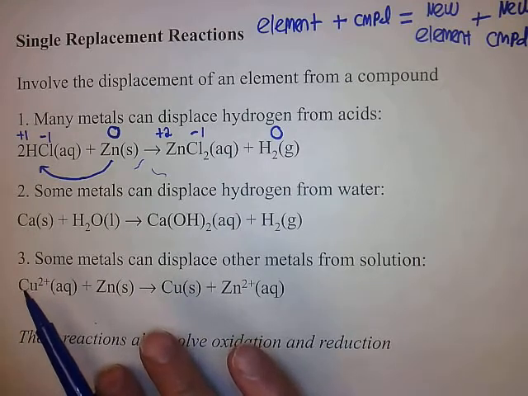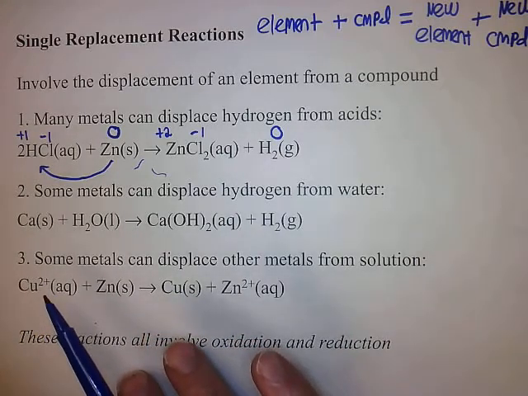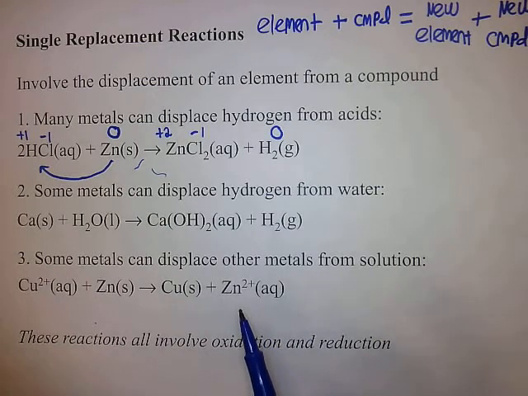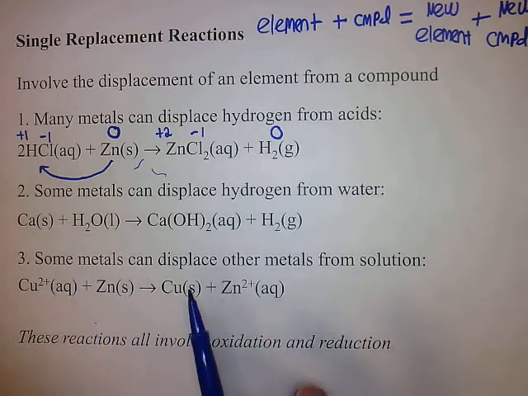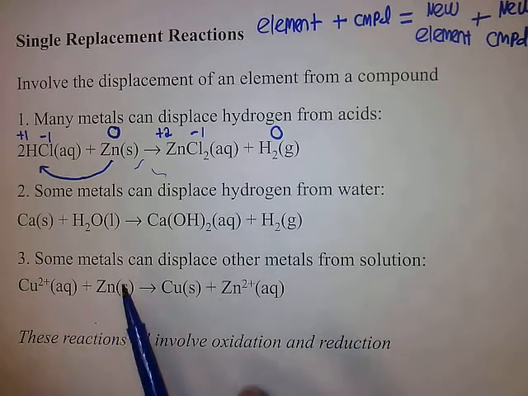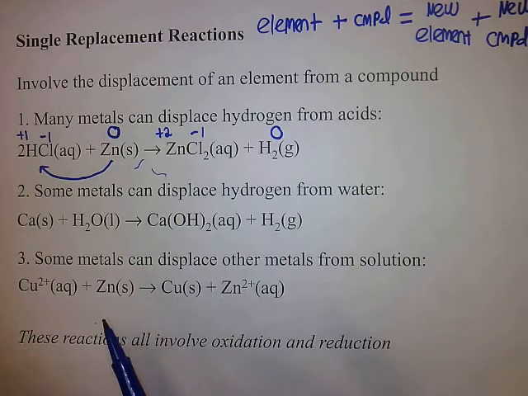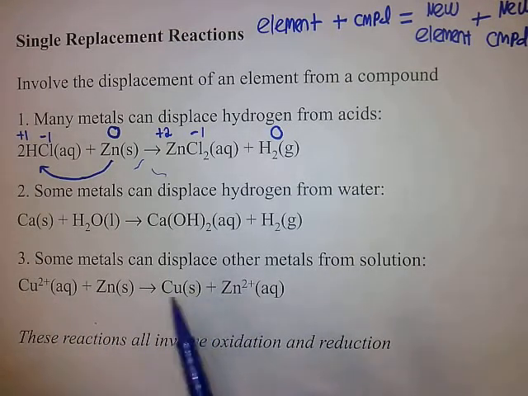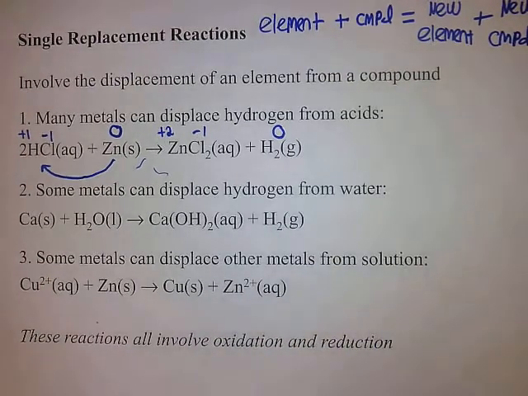The copper in solution picks up the two electrons that zinc is giving up, and it's being reduced to the copper metal, and it's basically falling out of solution, right? So the zinc is oxidized. From zinc to zinc 2+ is an oxidation. And the copper is reduced. From copper 2+ to the copper metal is a reduction. So all these reactions involve oxidation and reduction.